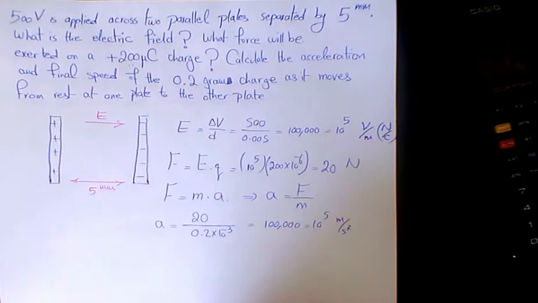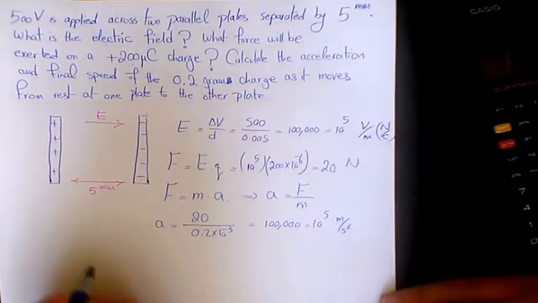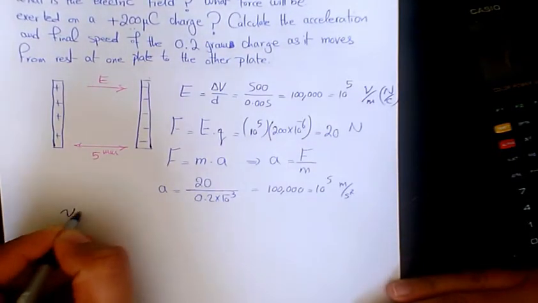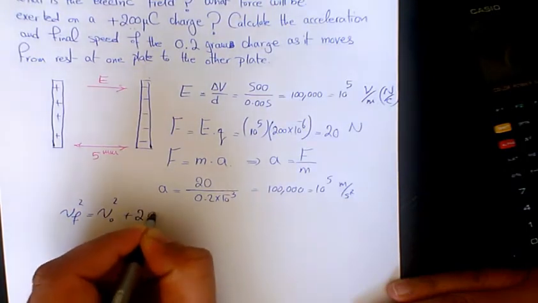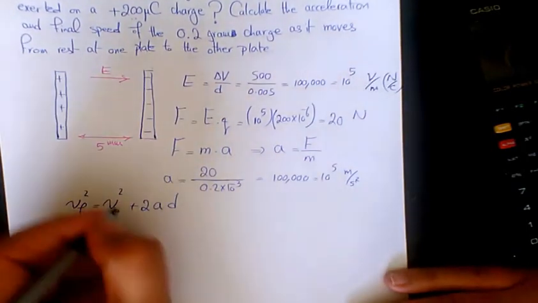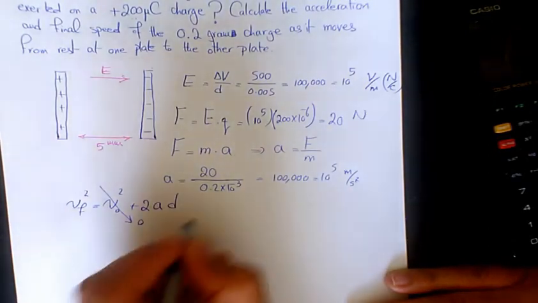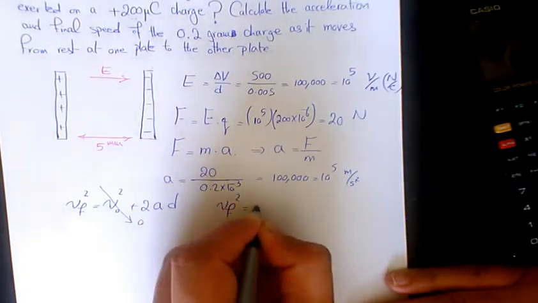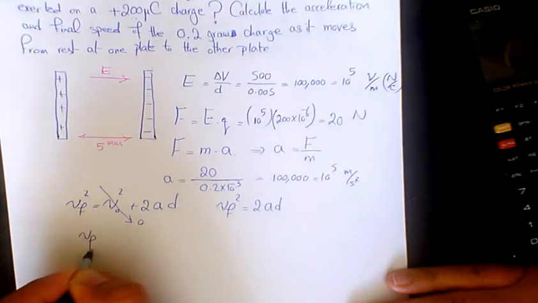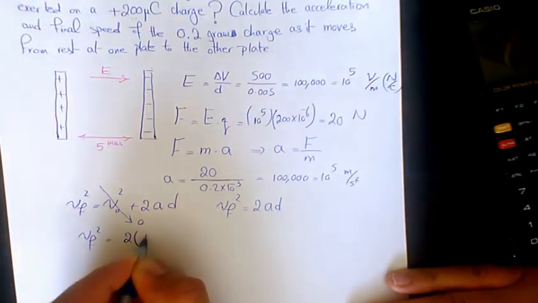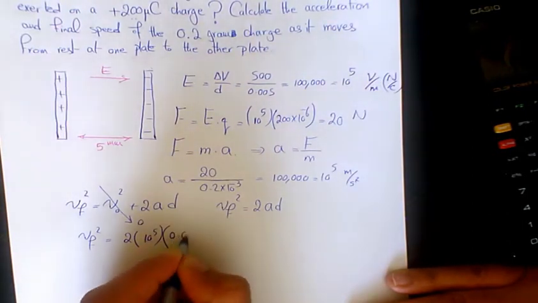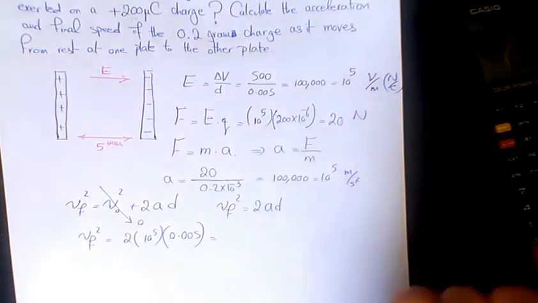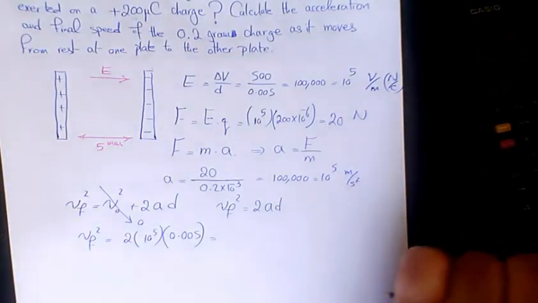Now I need to find out the final velocity. I'm going to use this kinematic formula: Vf squared equals V naught squared plus 2 times a times d. It starts from rest, so V naught is 0. Vf squared equals 2ad. So Vf squared is going to be 2 times a, which is 100,000, times d, which is 5 millimeters, or 0.005. So that's 2 times 10 to the power 5 times 0.005.